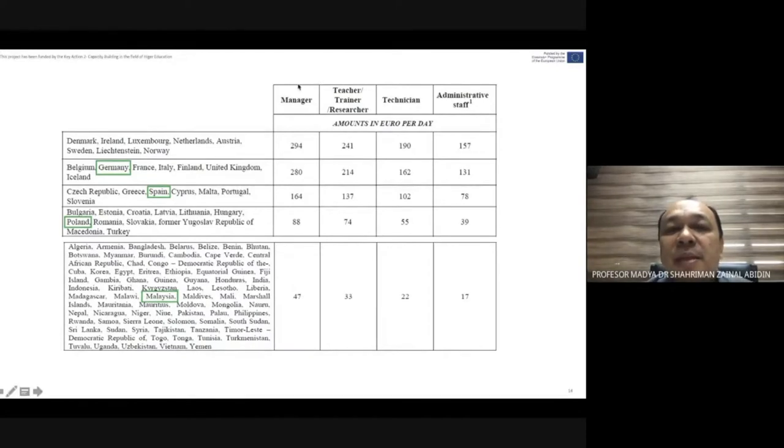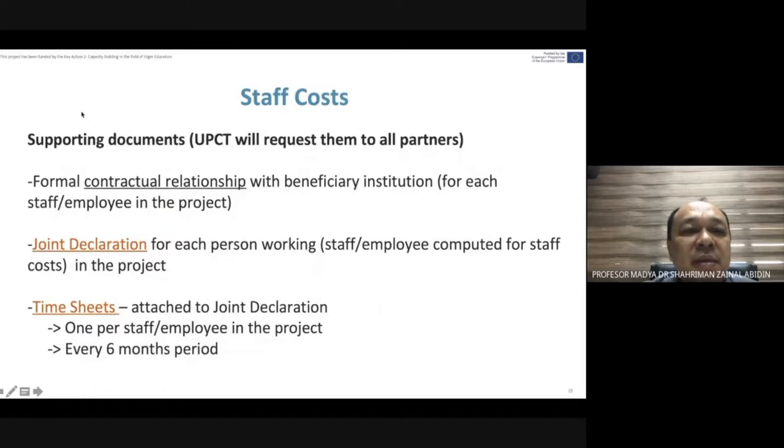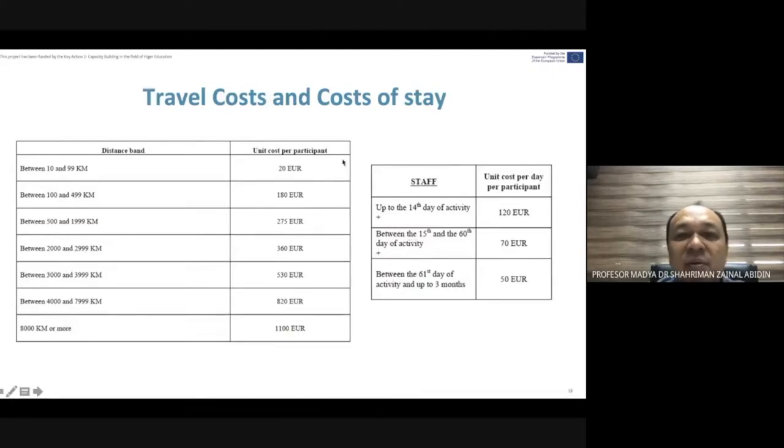So pecahan members ni, ada manager, teacher, researcher, trainer, technician, academic staff, administrative staff. Okay, untuk staff cost ni, supporting document, UPCT will request from all partners: formal contractual relationship with beneficiary institution for staff and employee, and then joint declaration and monthly timesheet. Tiga dokumen tu. Biasanya coordinator akan minta, dia akan bagi borang kita isi, lepas tu kita submit. Kecuali timesheet tadi, kita kena isi secara manual, ikut work package yang kita nak deliver.